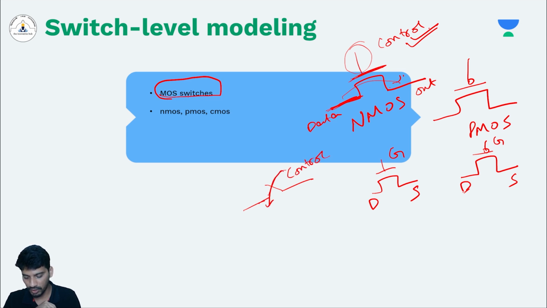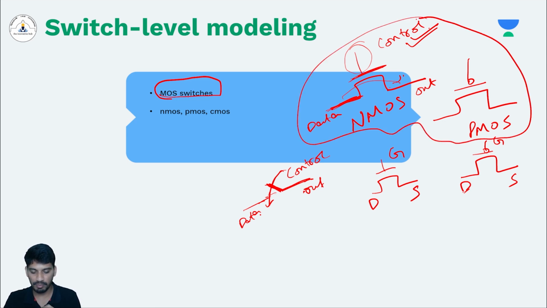If the control is 1, then the switch will be closed and whatever data is present here will be passed to the output wire. Similarly, if the control is 0, then the switch is open and your data won't pass to the output. The same operation we can obtain by using NMOS and PMOS.